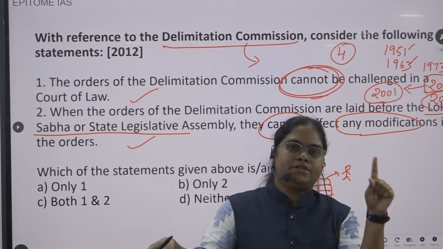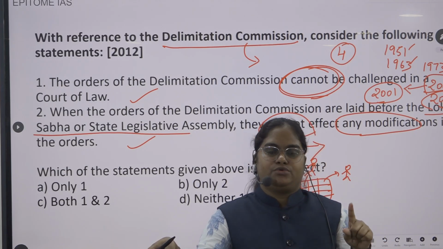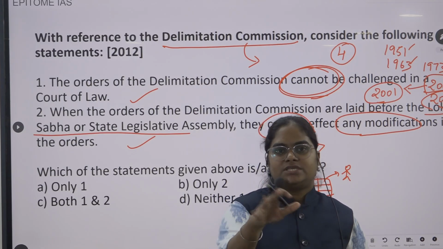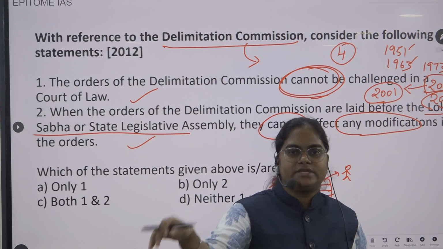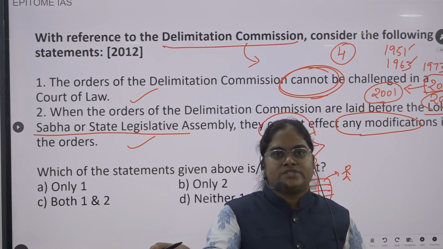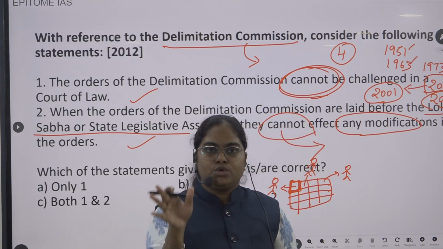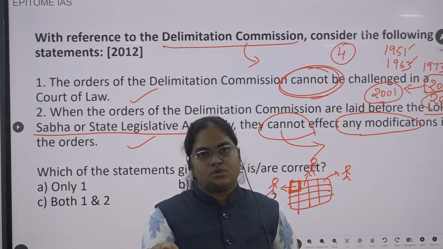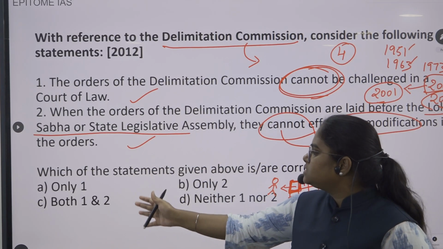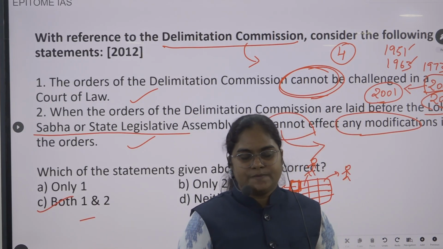Now this parliament or the state legislative assembly, they do not have the right to modify this order. They cannot change the order. Whatever order the delimitation commission has given, this parliament or the state legislative assembly does not have any power to modify that particular order. Okay, so this statement is also a correct statement. Both the statements are correct. Option C, both 1 and 2, is the correct answer.